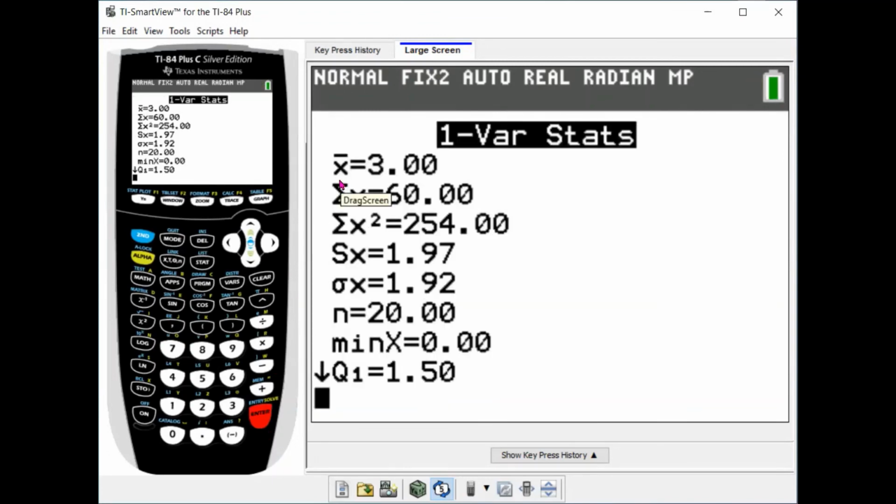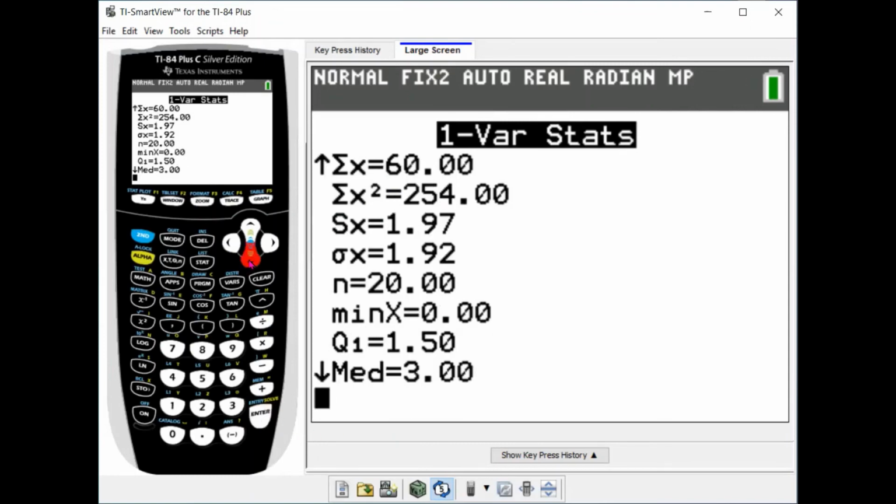For example, the mean that we are looking for. Mean, which is denoted by x bar here, is 3. Median was the second thing. If you scroll a little down here, you'll see median is also 3. Mean and median are equal. Sample standard deviation is this one.